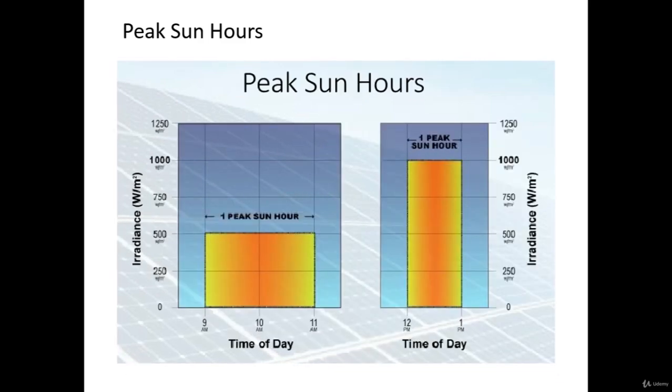For example, as you see on the left, from 9 to 11 a.m. we have 500 watt per meter square irradiance per hour. So the 2 hours give us 1000 watt per meter square, which is 1 peak sun hour. On the right, from 12 to 1 p.m. we have 1000 irradiance. So we have 1 hour with 1000 irradiance, which is peak sun hour, and on the left we have 2 hours with 500 watt per meter square irradiance. So the two are the same. So the peak sun hour is very important in the design stage.